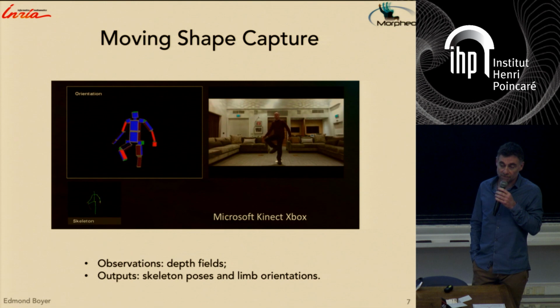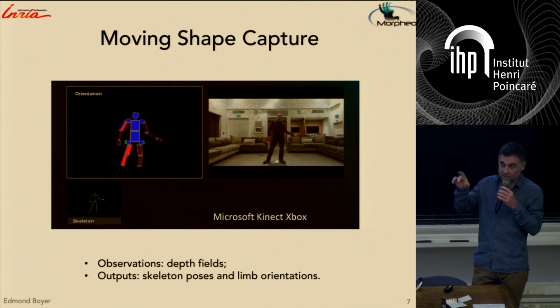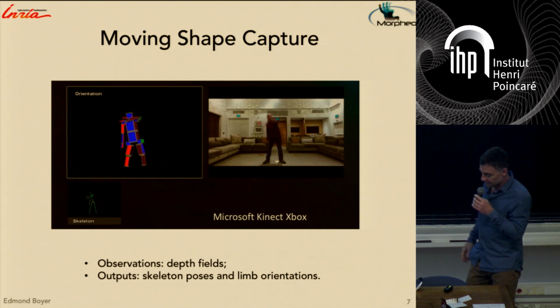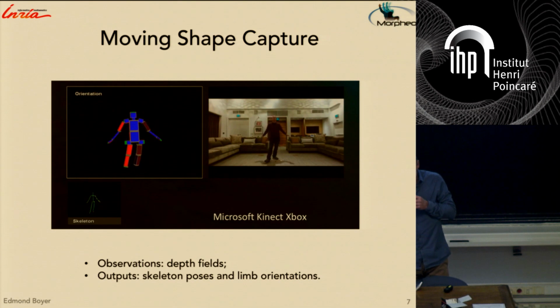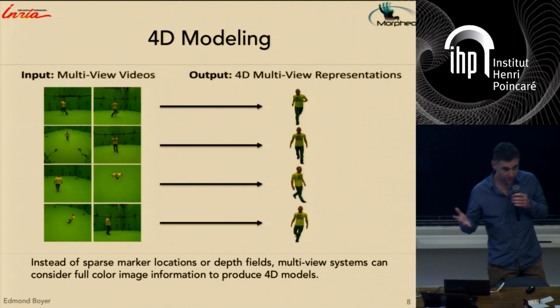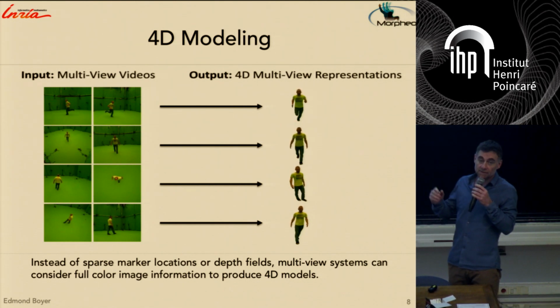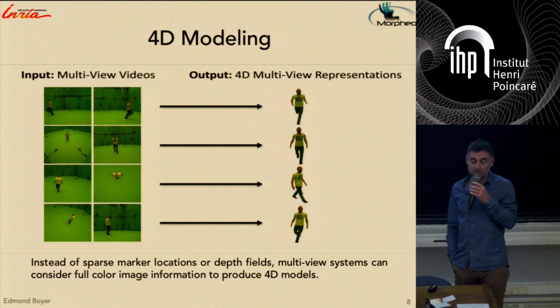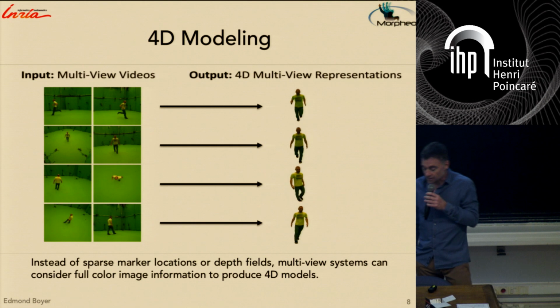And with the most recent Kinect, you get slightly more than the pose of the skeleton and the joints. You also get the orientation of the limbs. But anyway, you still don't get information about the shape itself or its appearance. And this is what I want to talk about. It's 4D modeling, which is slightly different. We're using multiple videos as input. And what we're getting as the output is what you have on the right.